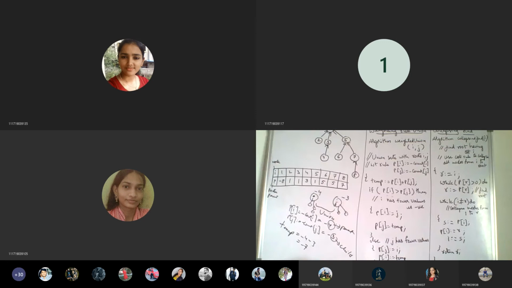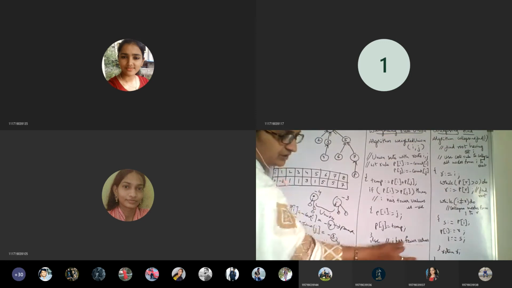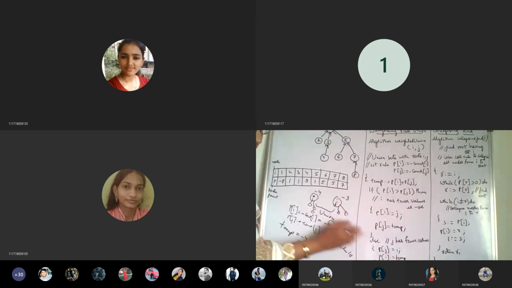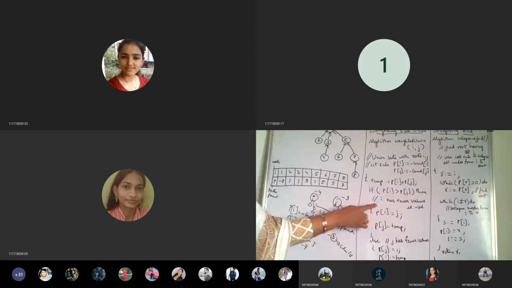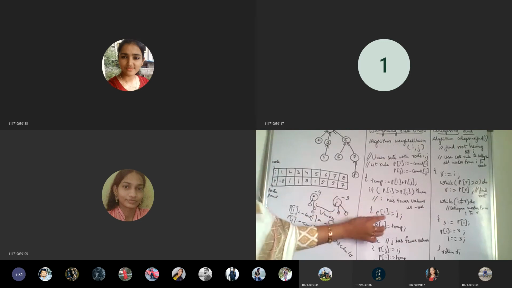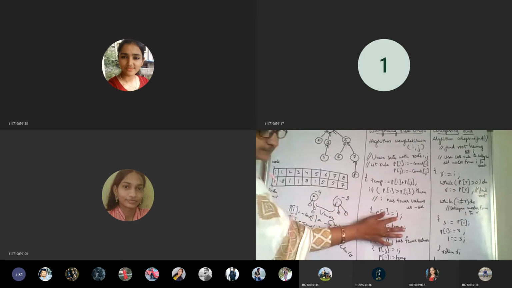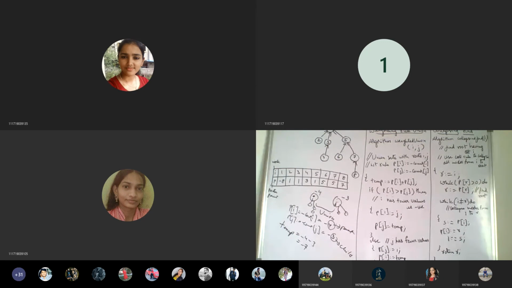Here they are saying, whichever is having fewer values, fewer meaning less number of nodes, that will become the child. Here also I has fewer values, meaning I is having fewer nodes, so I will become the child of j. So that is what exactly this means. So let's see with an example now.